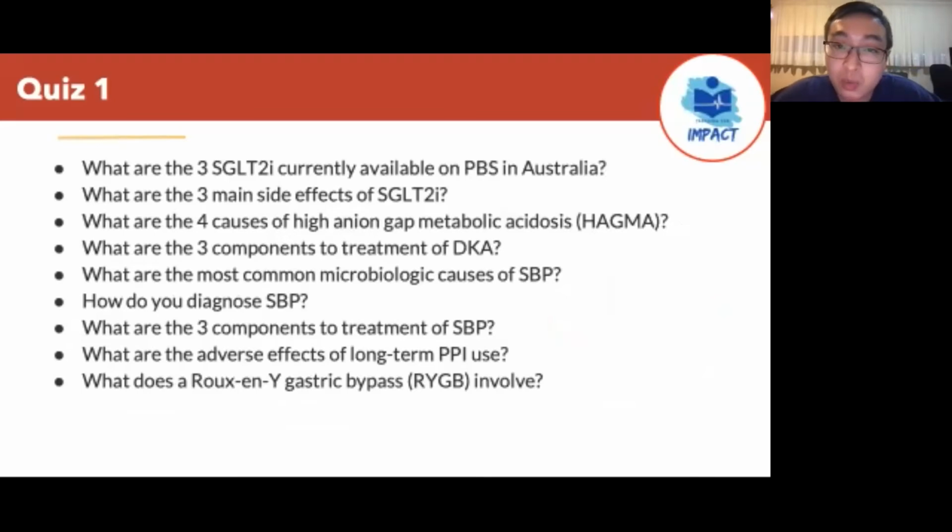So what are the 3 SGLT2 inhibitors currently available on the PBS in Australia? Feel free to just type away and use the chat function.